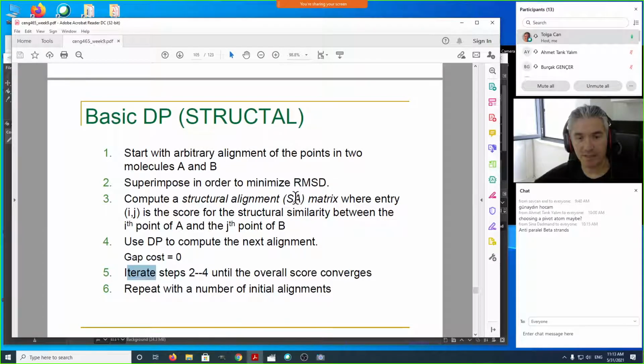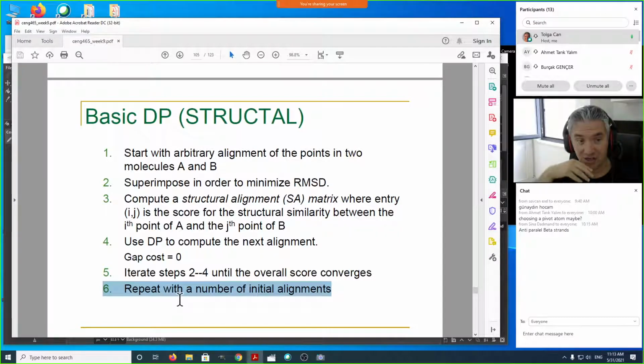We find the minimum RMSD, since the translation and rotation of the second molecule is going to change after this superimposition again, and the SA matrix is going to change. So steps 2 to 4 are iterated until the overall score or RMSD converges to a small value. And number 6 here is for non-determinism.